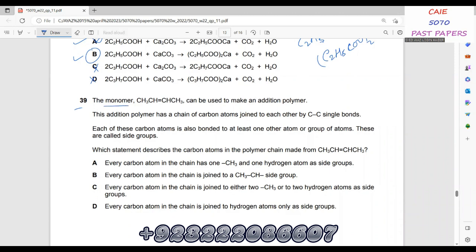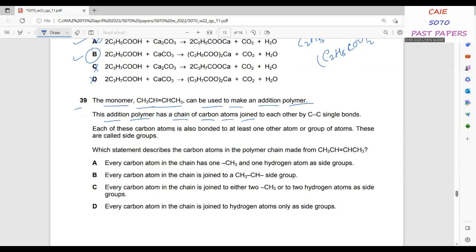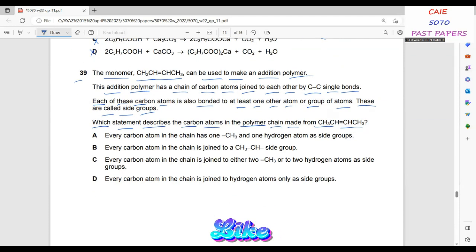(39) The monomer CH3CH double bond CH3 can be used to make an addition polymer. This addition polymer has a chain of carbon atoms joined to each other by C-C single bonds. Each of these carbon atoms is also bonded to at least one other atom or group of atoms. These are called side groups. Which statement describes the carbon atoms in the polymer chain made from CH3CH double bond CHCH3?